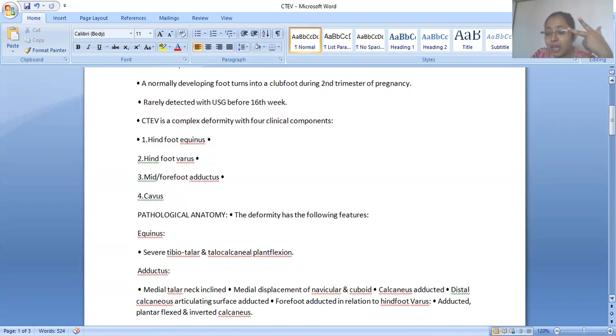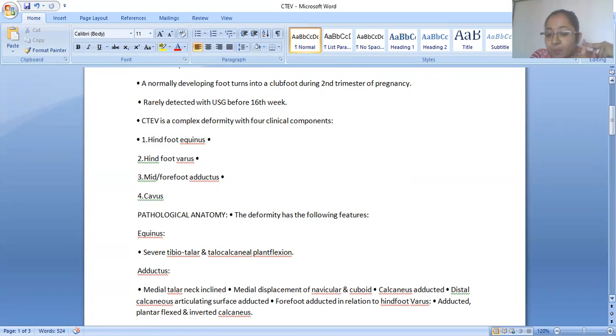Okay, now the second type of component is adductus. What anatomical changes will we see in adductus? The medial talar neck will be inclined. The talar neck, the neck of the talus bone, as you must have studied in anatomy in first year, will be medially aligned. It will shift to the medial direction.